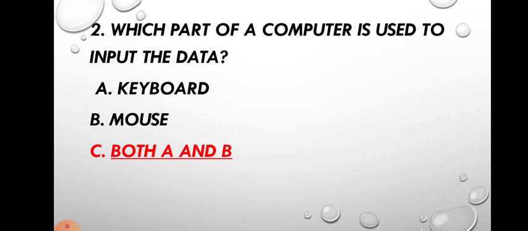Next question, which part of a computer is used to input the data? Keyboard, mouse or both A and B? Keyboard and mouse both are input devices, and input devices are used to enter data in the computer. So both are correct.